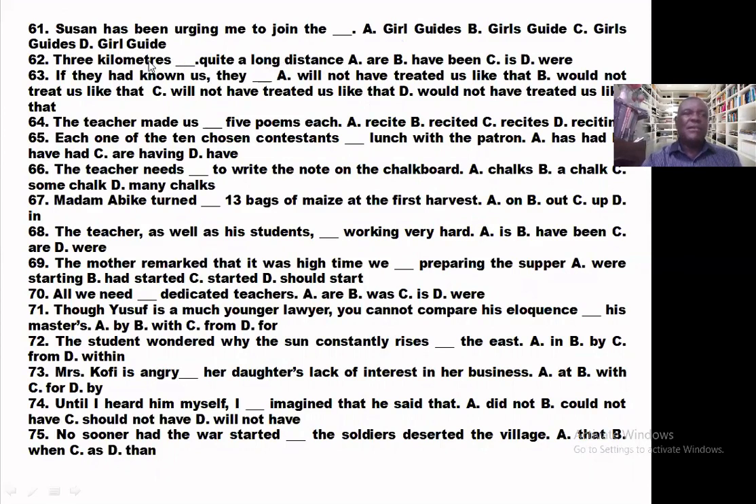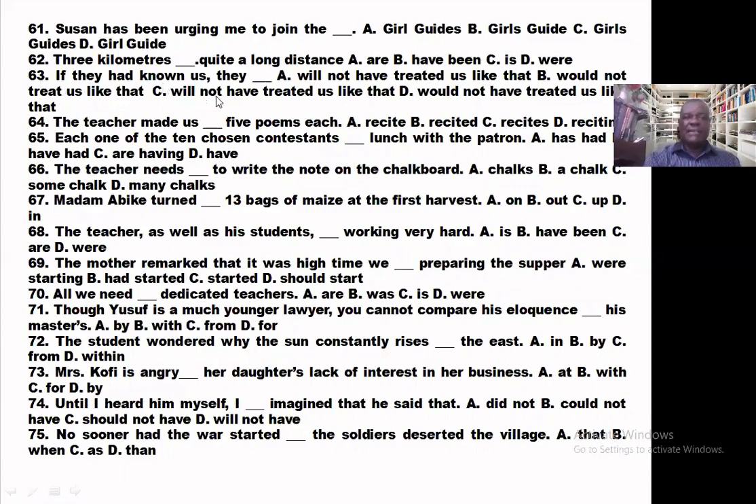62: 3 kilometers dash quite a long distance. When you have units of money or units of measurement, even though it is pluralized, it takes a singular verb. So 3 kilometers is quite a long distance. You cannot say $1 million are, no, you say $1 million is. All right, so that's the way it is.